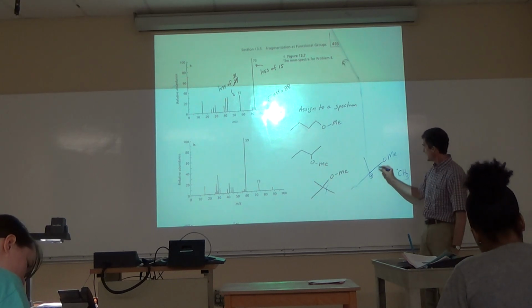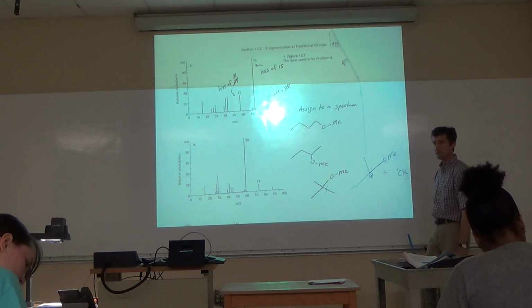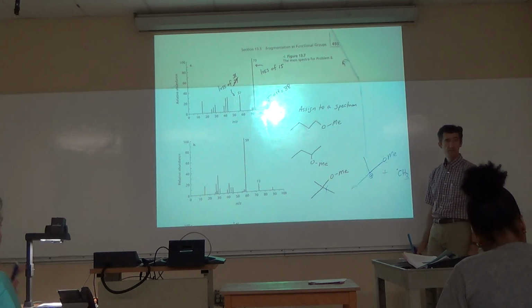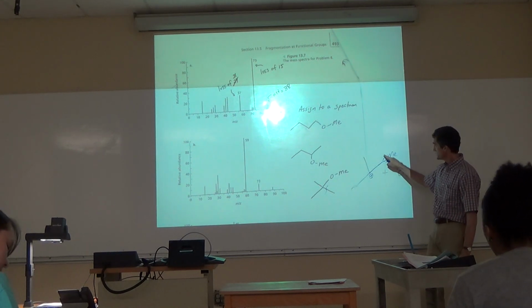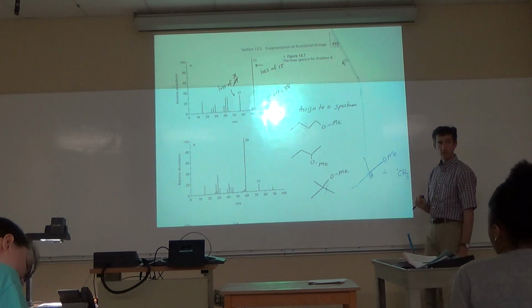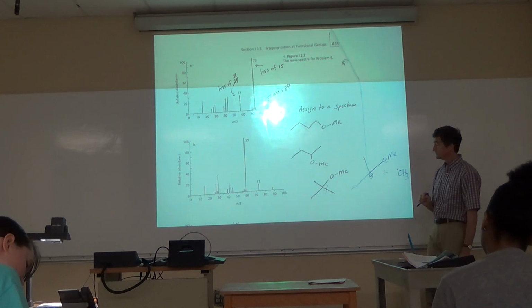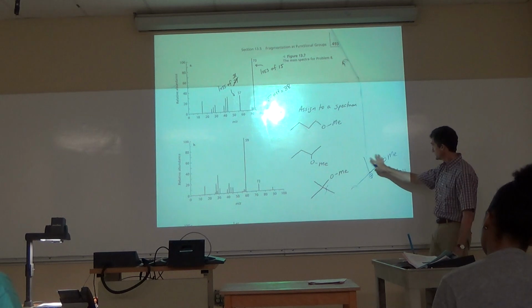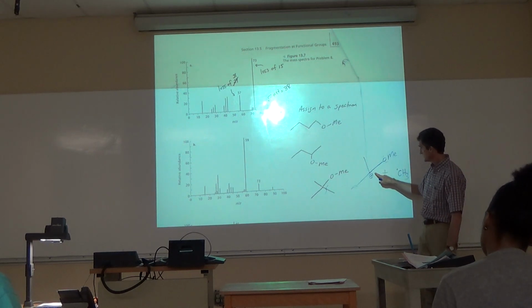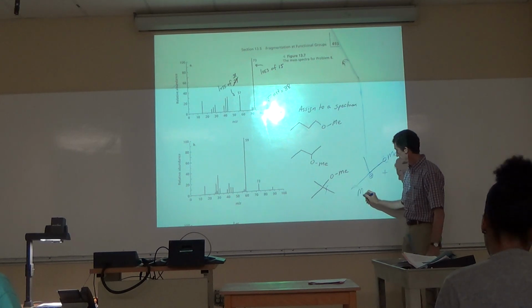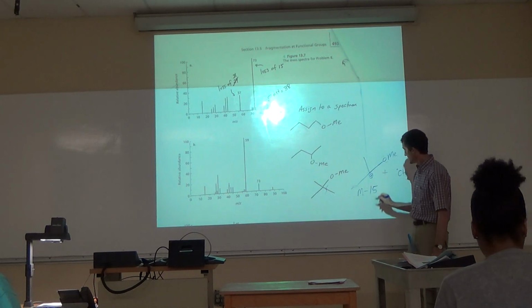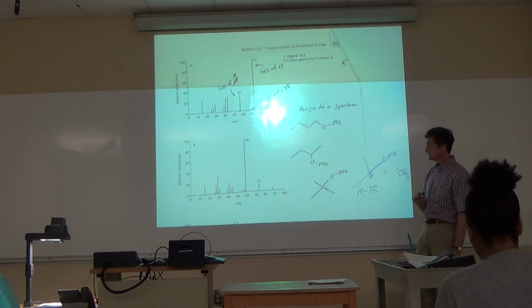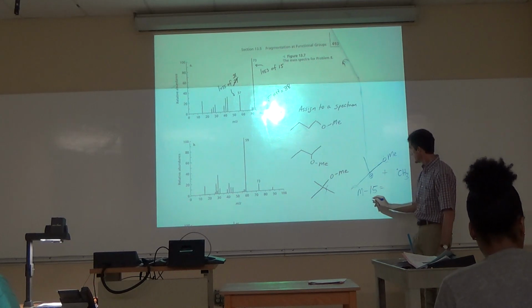Alpha cleavage. We put cation where? Next to lone pair. Why? Because this cation is stabilized by resonance. We can draw a resonance structure. These electrons move in, make pi bond. Yeah? I'm not going to show resonance structure, but it's resonance stabilized. What's the mass of this? Whatever that is M. We know it's 88, but it's M minus what? What did we cleave off? 15. Now, 88 minus 15 is what? 73.